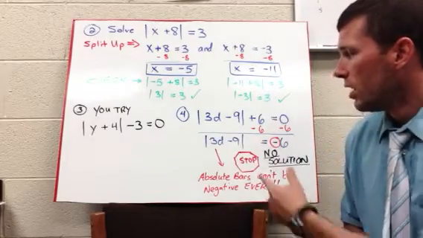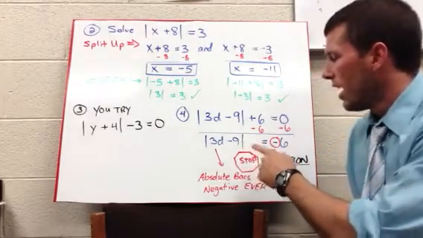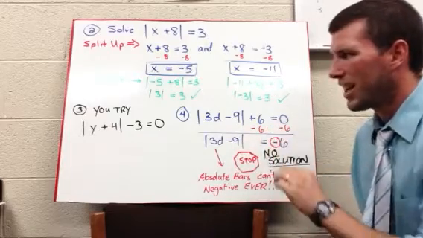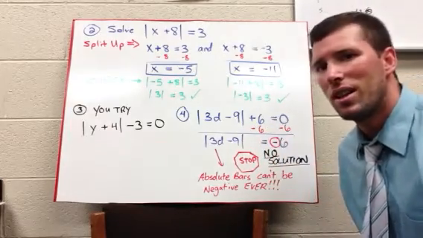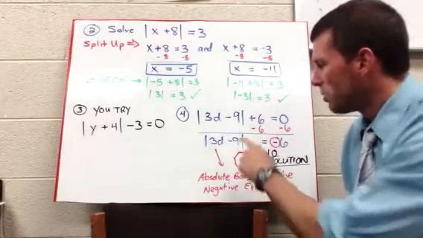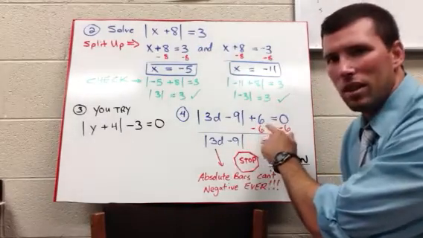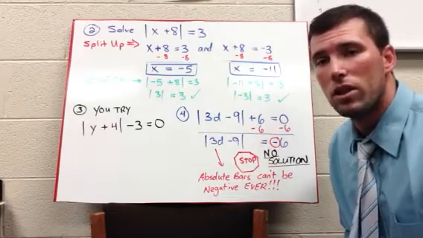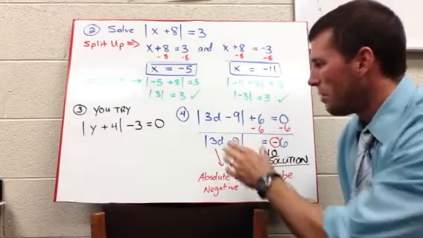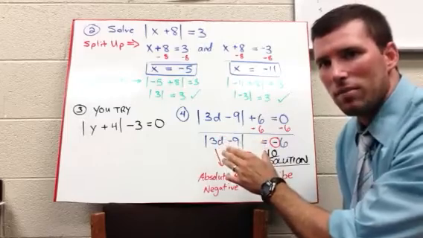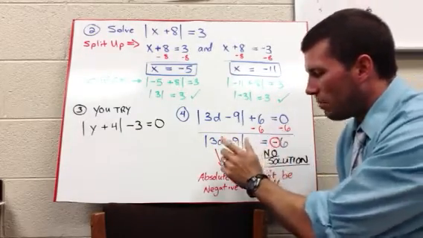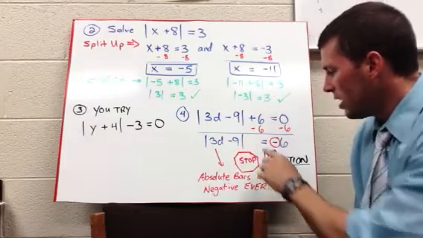So number 4, down here on the bottom right, has 3d minus 9 plus 6 equals 0. So it's kind of like what you just did with number 3 in the sense that I have this plus 6 that's in the way. So before I can create my two equations, I have to get my absolute value bars isolated. So I subtract the 6 from both sides. I get the absolute value of 3d minus 9 equals negative 6.